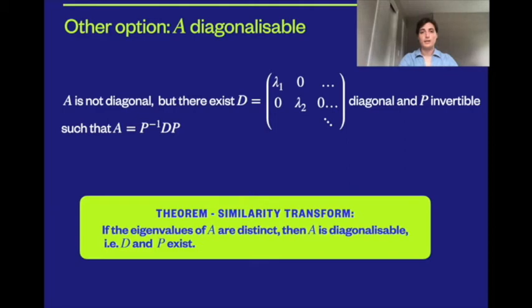Let's look at another option. A is diagonalizable. What does that mean? It means that A is not diagonal per se, but there exists a matrix D that is diagonal, and a matrix P that is invertible, such that A is the product of the inverse of P times D times P. Now, the elements of D on the diagonal are indeed again the eigenvalues of A. And we have a very important theorem for dealing with these cases that says that if all the eigenvalues of A are distinct, so they're different, then A is diagonalizable. That means that the matrices D and P exist.